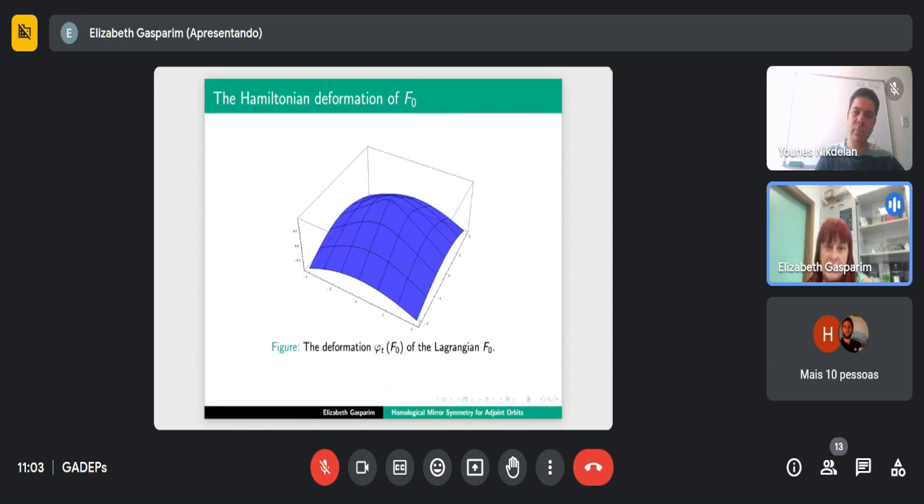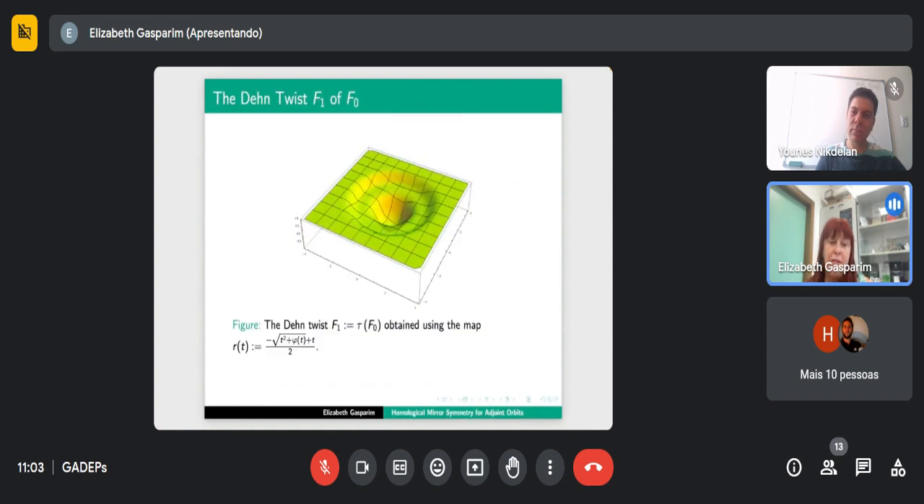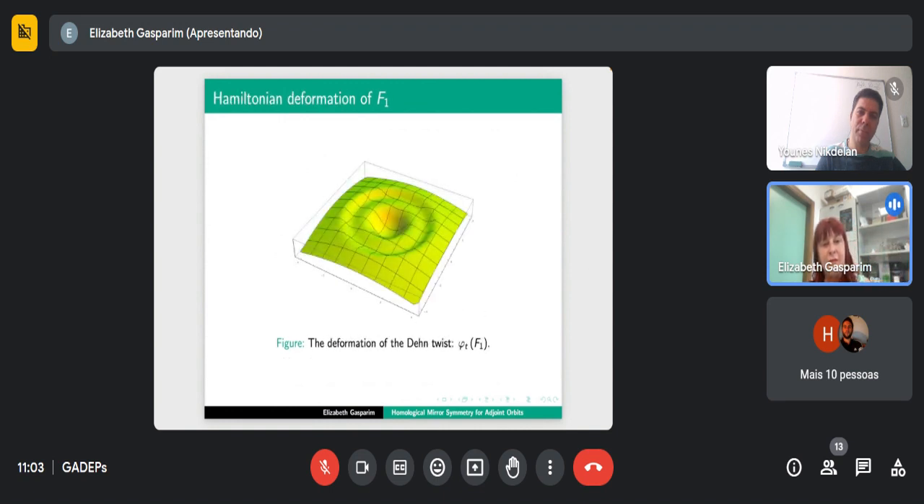What is the second guide that I want to use? I want the Dehn twist of F1. So again, with equations, this is the picture of the resulting Dehn twist of F. It's not just art, it's really illustrated using the equations. So that's the Dehn twist, the second object I'll consider. And now the Dehn twist after epsilon deformation with the Hamiltonian flow.